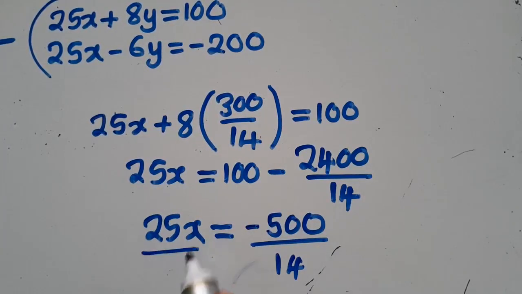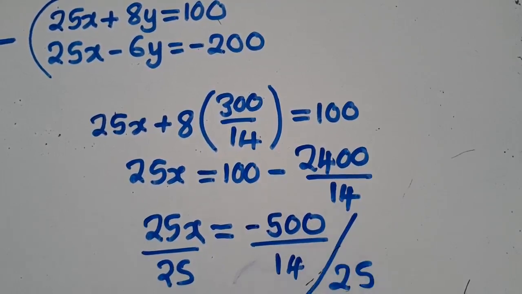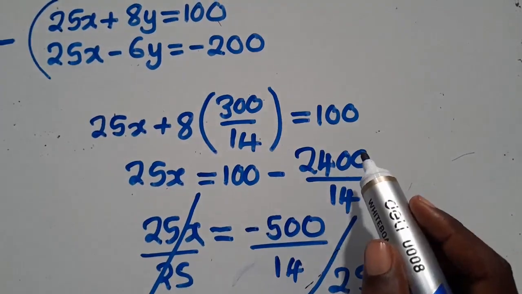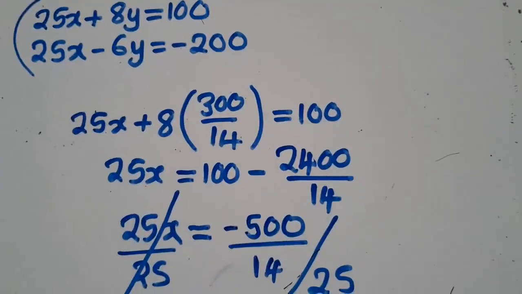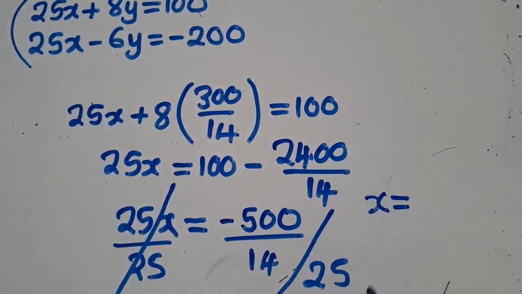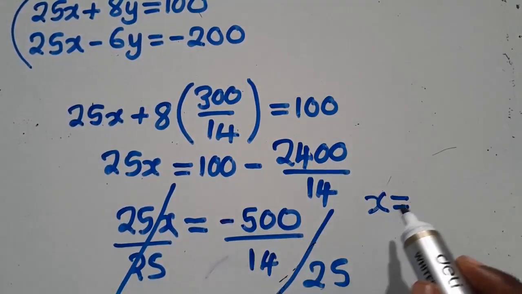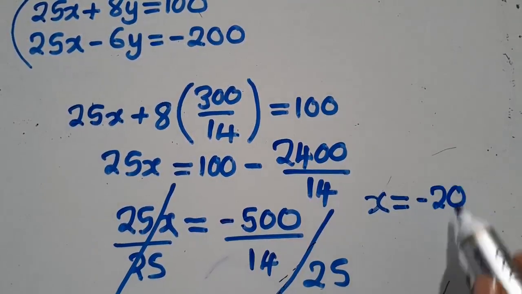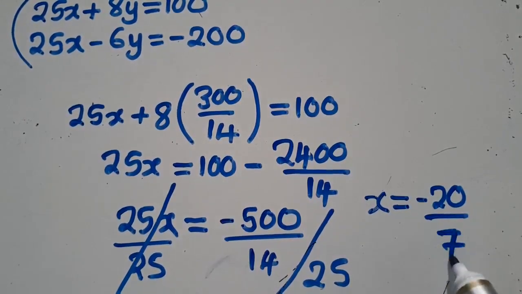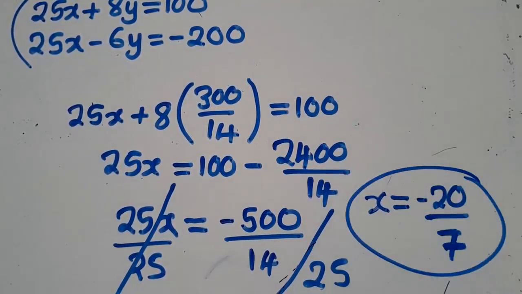You divide both sides by 25. Even here you divide by 25. Have you seen? So this will be cancelled. What will be the value of x now? If we evaluate, x will now be equal to what? You evaluate this part nicely, and you need to get negative 20 over 7. So this is your answer. You are done. This is what we are supposed to do.